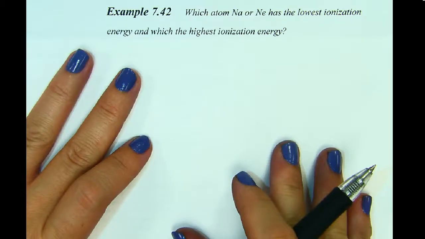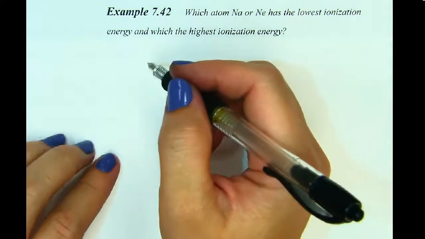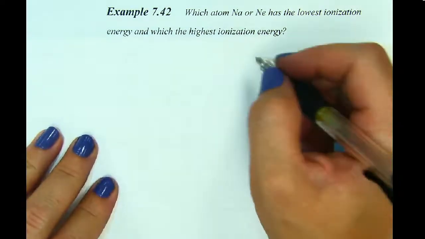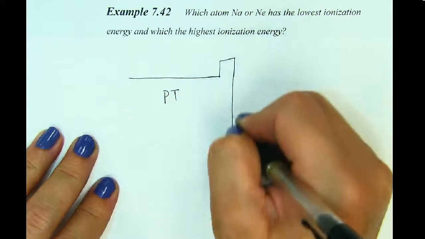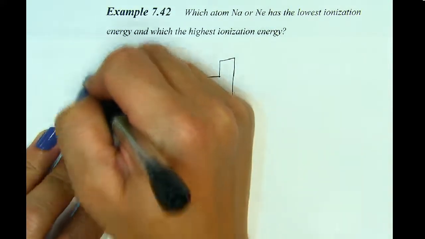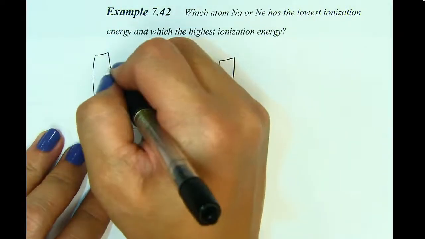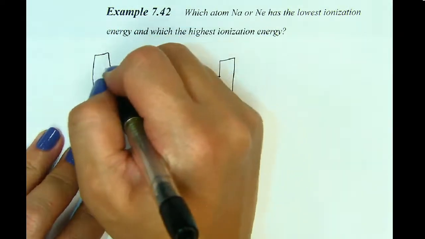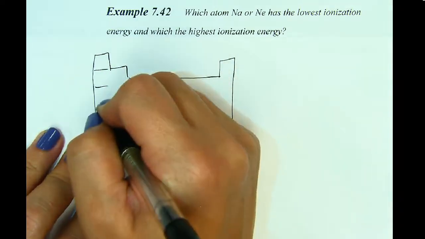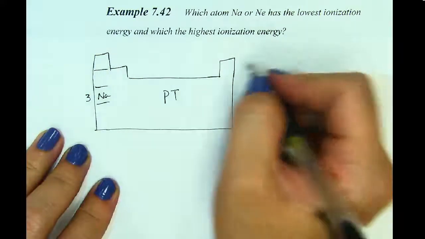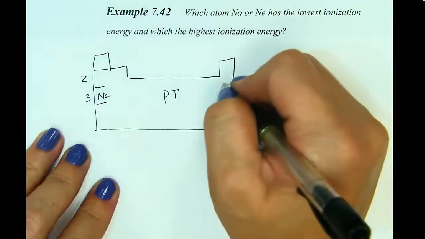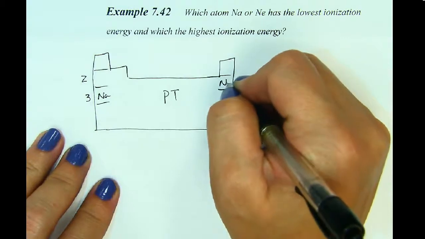Example 7.42. Which atom, sodium or neon, has the lowest ionization energy and which the highest? If we compare sodium to neon, neon on the periodic table is in the noble gas family, as opposed to sodium, which is in the alkali metal family. Sodium is in period number 3, so it would be about right here, whereas neon is at the end of period 2, and so it's right here.